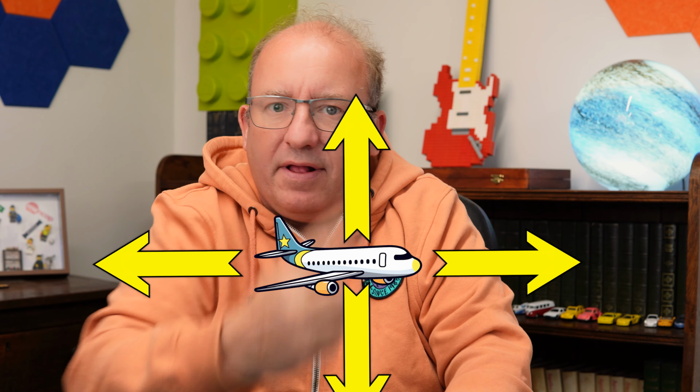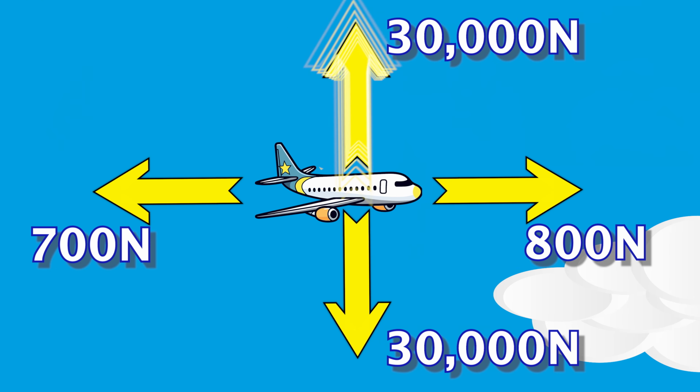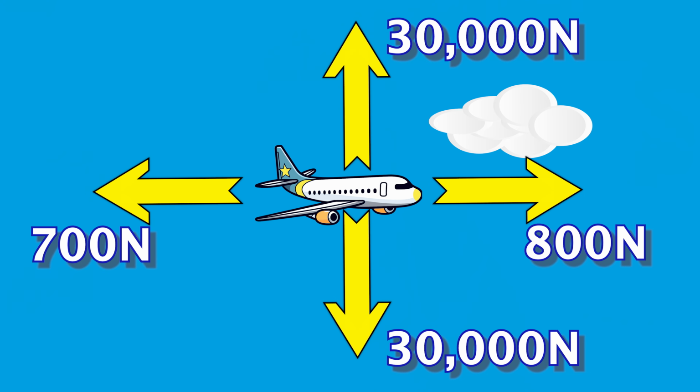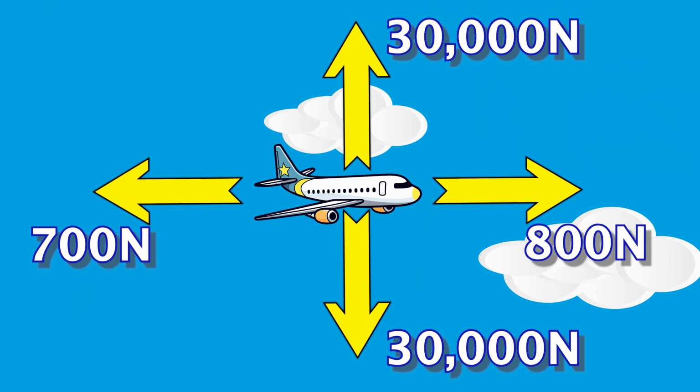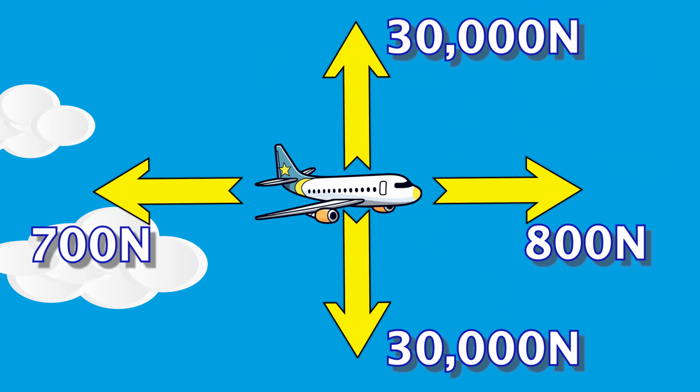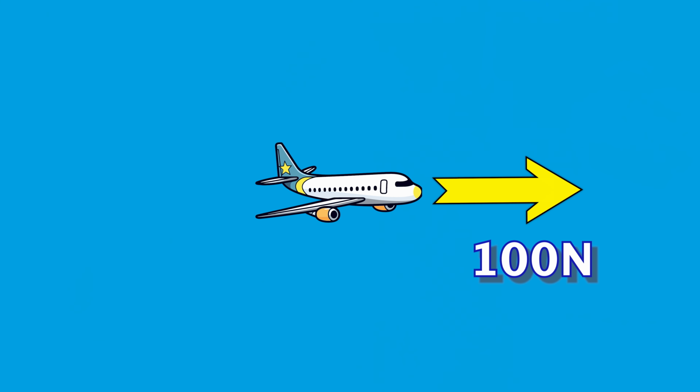Here's one last example with four forces acting on it. It's an aeroplane, and the thrust is pushing it forwards, the air resistance or drag is pulling it backwards, its weight is pushing it down, and its lift from its wings is pushing it up. Now, the lift is the same size, the same magnitude, as the weight pulling it down. So those two forces cancel each other out. The thrust pushing it forward is 100 newtons bigger than the drag pulling it back. So the resultant force must be 100 newtons in the forwards direction. So that plane is getting faster and faster.